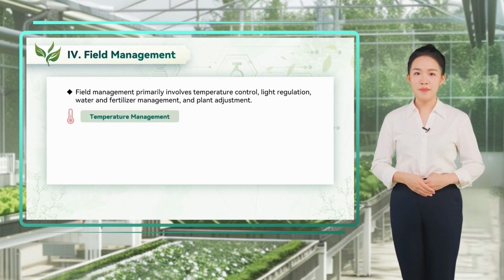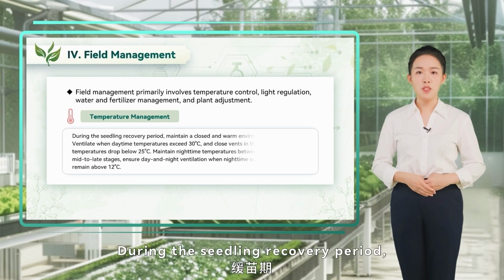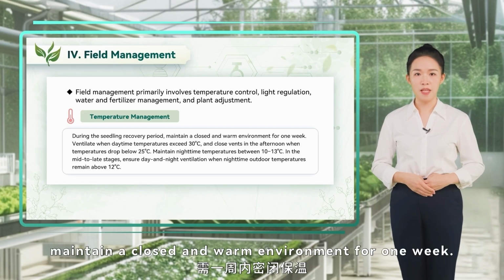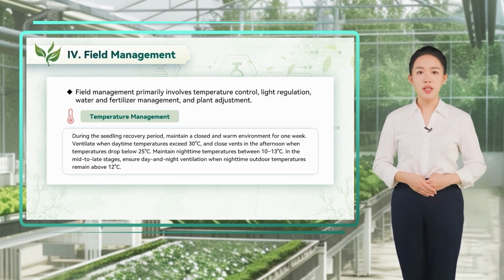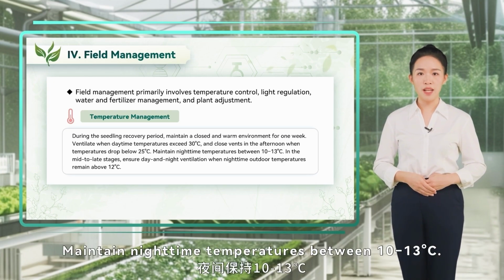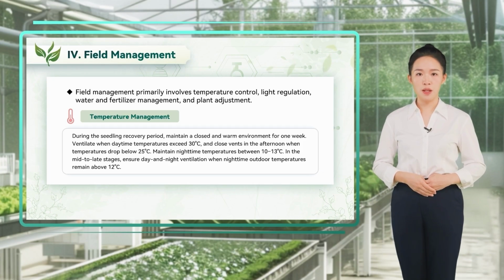Temperature control. During the seedling recovery period, maintain a closed and warm environment for 1 week. Ventilate when daytime temperatures exceed 30 degrees Celsius, and close vents in the afternoon when temperatures drop below 25 degrees Celsius. Maintain nighttime temperatures between 10 to 13 degrees Celsius. In the mid to late stages, ensure day and night ventilation when nighttime outdoor temperatures remain above 12 degrees Celsius.